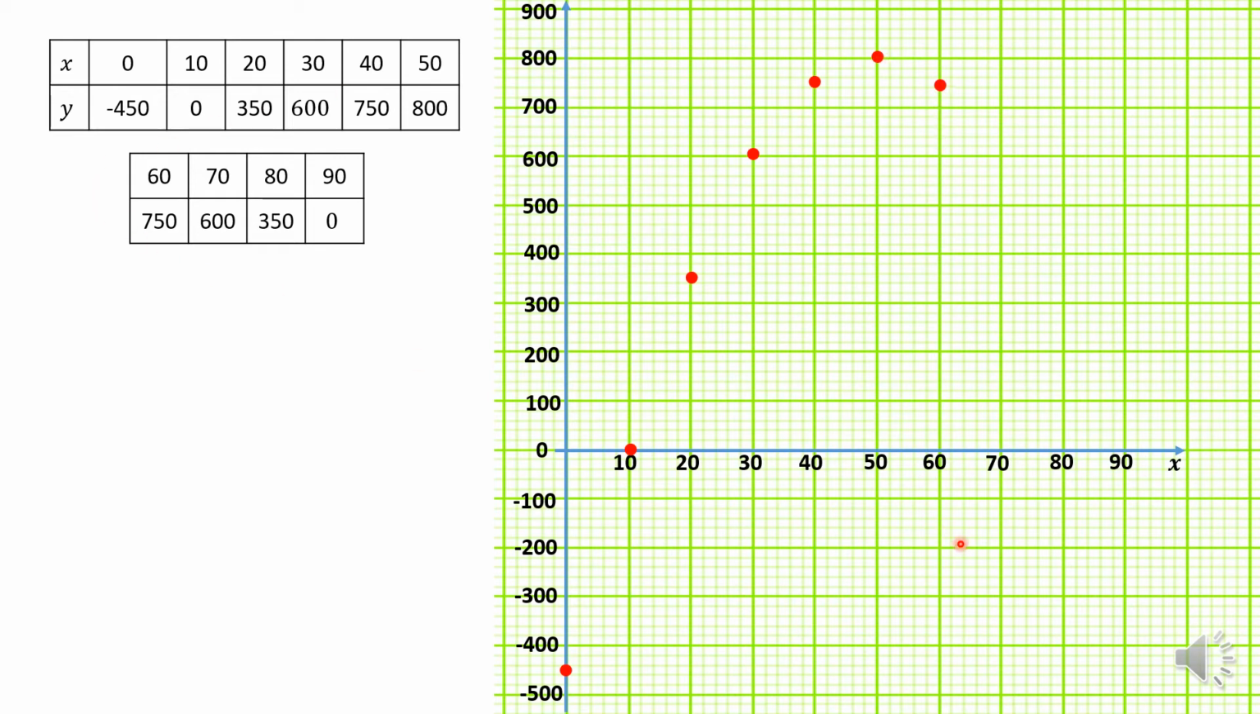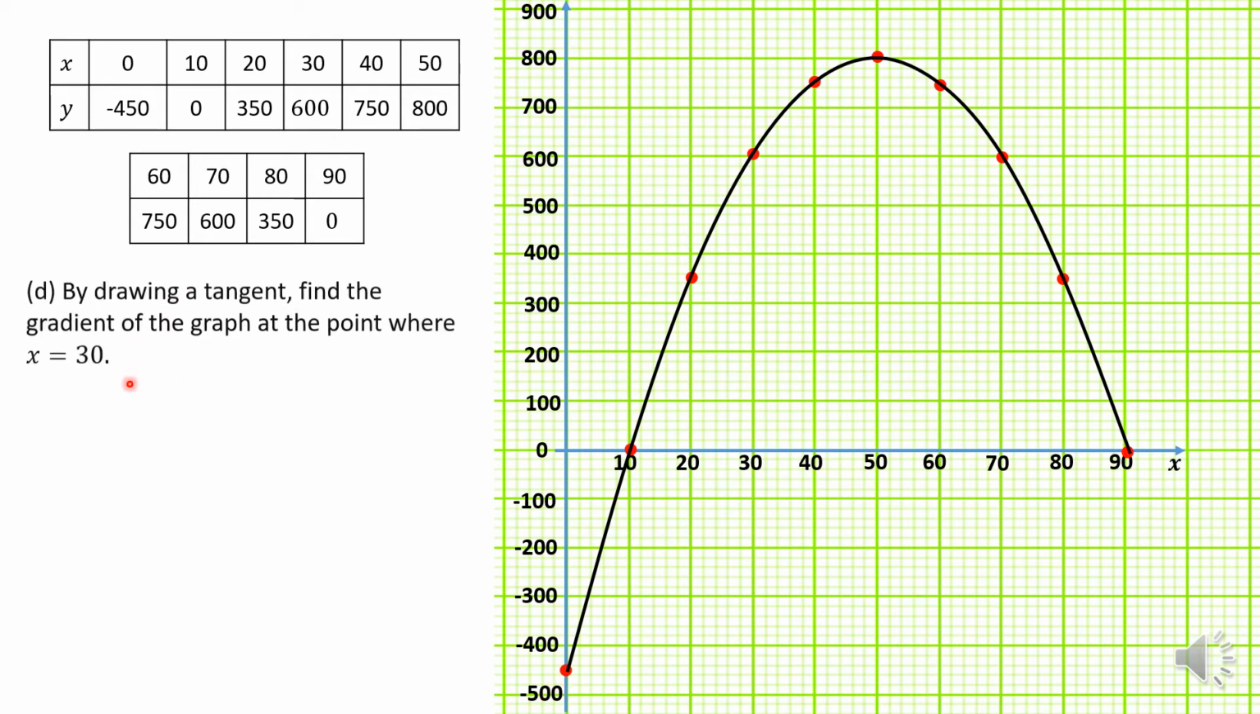And at 60 it's 750, and it comes down again. At 80 it's 350, as you can see, and at 90 it's 0. So these are the points I've plotted, and now you can actually draw your graph. Okay, so you join them and it should be a smooth curve like that.